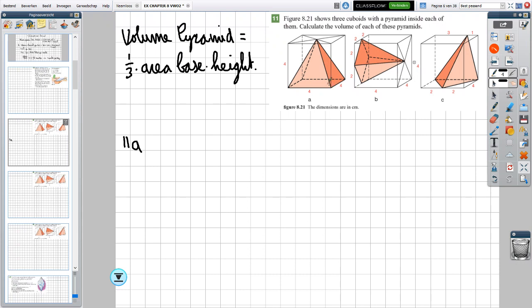But here it is. Why do I know that this is the base? Because all the edges that come from the apex are connected to the base, and that means they together form what is known as the base. So here the area of the base is going to be just 4 times 4, right? 16 square centimeters. They give you here centimeters.